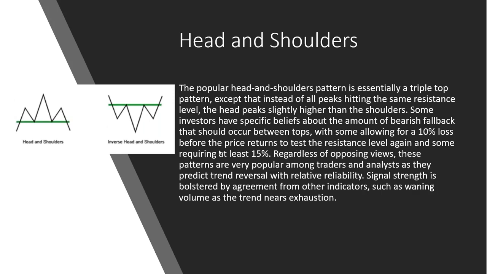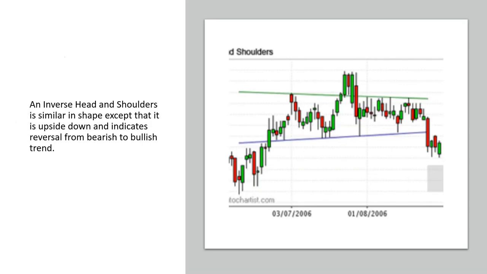Now, investors have specific beliefs about the amount of bearish fallback that should occur between the tops. Some allow for 10% loss before the price returns to test the resistance level again, some require 15%. Regardless of the views, these patterns are very popular among traders and analysts, and they predict trend reversals with reliability. Signal strength is always bolstered by other indicators such as waning volume or a trend that's near exhaustion.